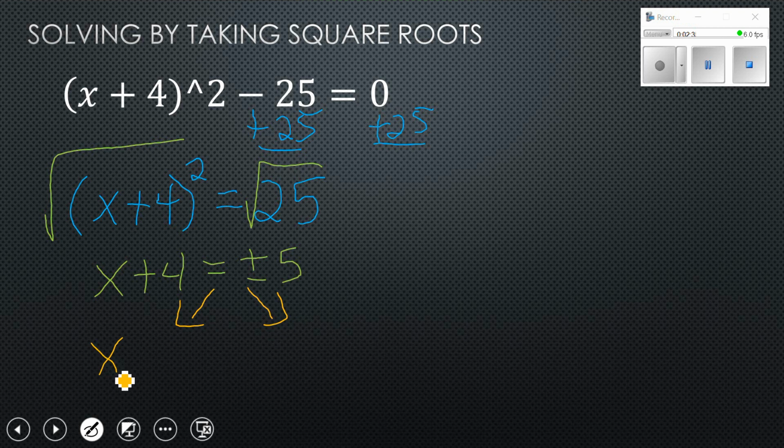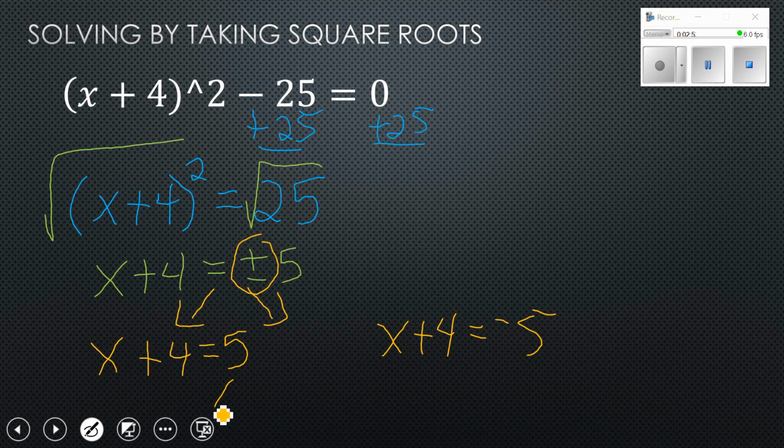So we're going to use the positive part. So we have x plus 4 equals positive 5. And then our second equation is going to be x plus 4 equals negative 5. And so what we've done is we've handled the plus minus part here by splitting into two parts. Now we have two simple linear equations to solve. Our first one is going to yield x equals 1 as a solution. And our second one is going to be x equals negative 9.